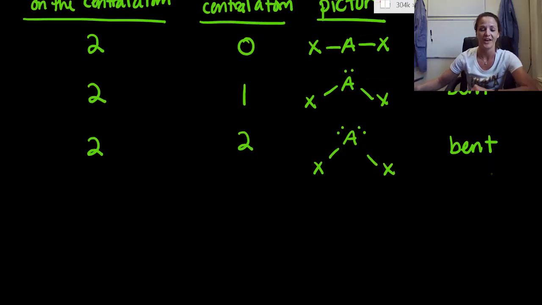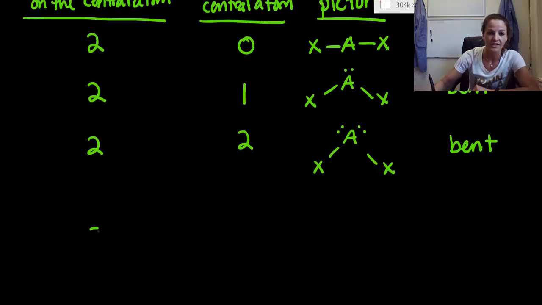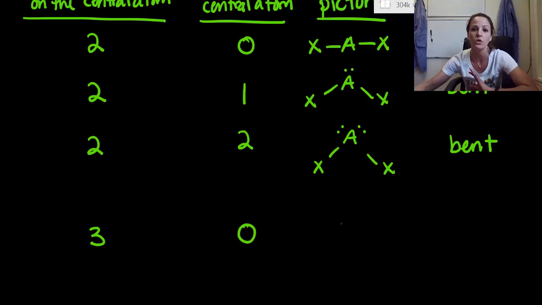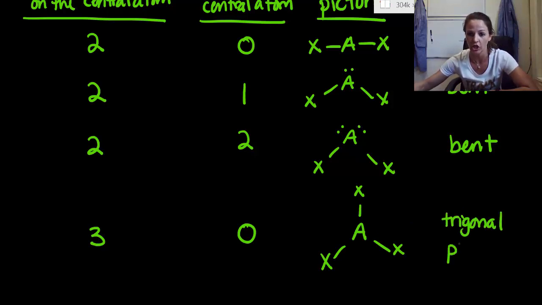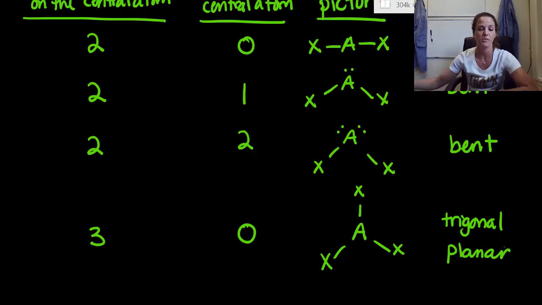Now let's ramp it up, okay? Now we're going to say we're connected to 3 atoms on the central atom. So we'll keep it simple at first. 0 lone pairs. So central atom, we're connected to 3 different things. Here's 1, here's 2, here's 3. 0 lone pairs on the central atom. This has the geometry of trigonal planar. Just have to memorize it, okay?